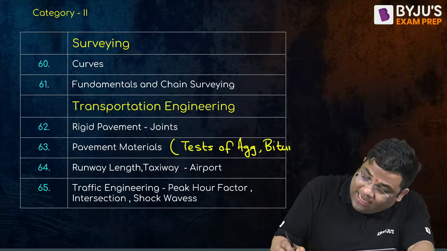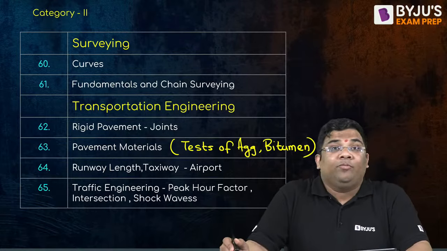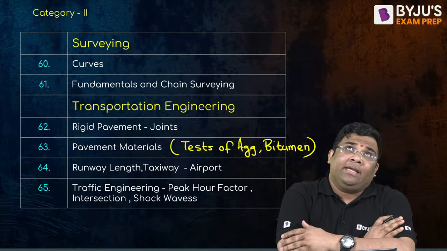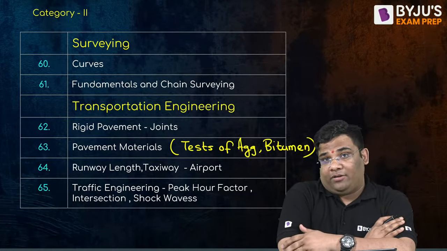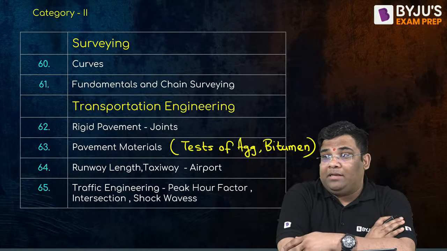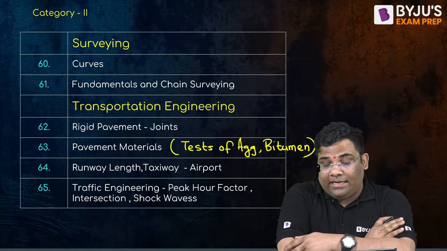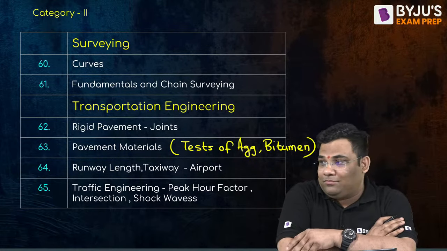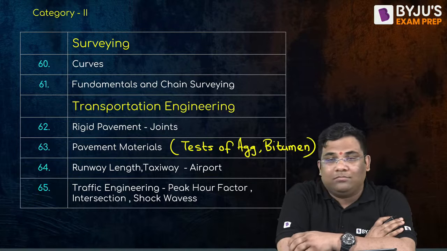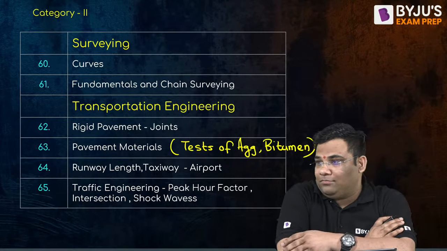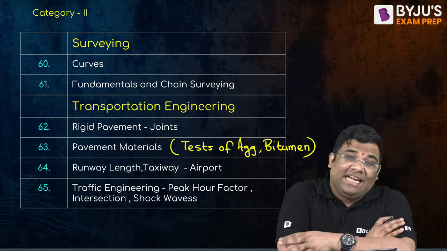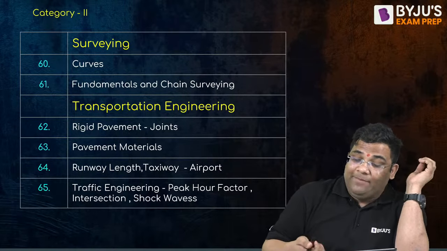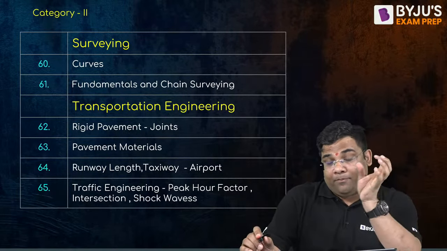You should not be leaving this, right? You should not be leaving the tests of aggregate and bitumen. But tell me, if I ask which is more important, tests on aggregate and bitumen, or calculation of design traffic, what will you tell me? Which is more important? Design traffic, very important. Yes, so that's what I'm trying to say. Don't leave topics. I am giving you the priority order.